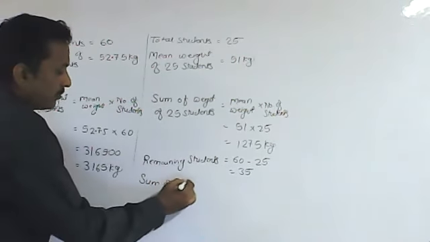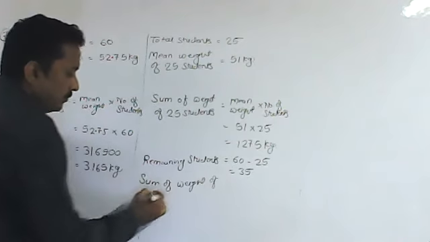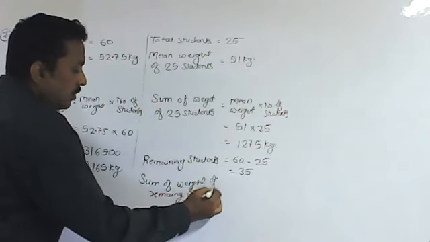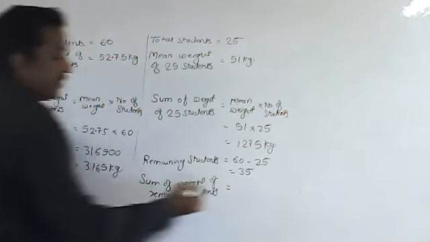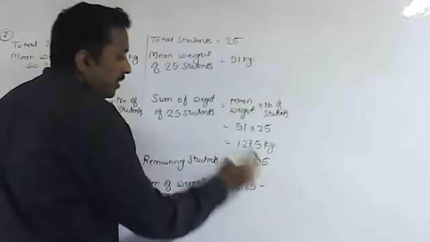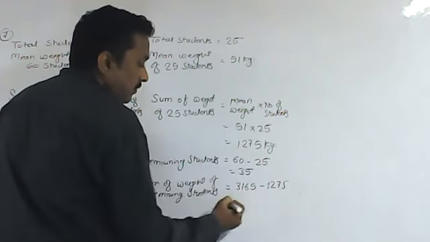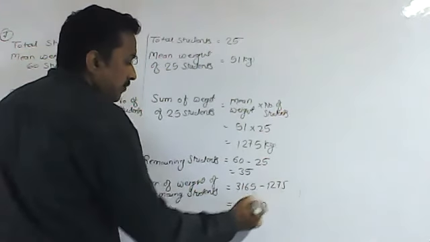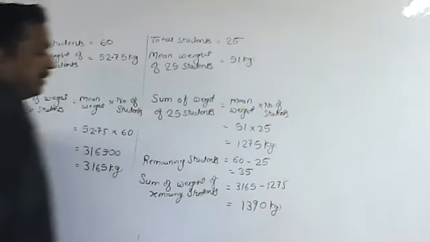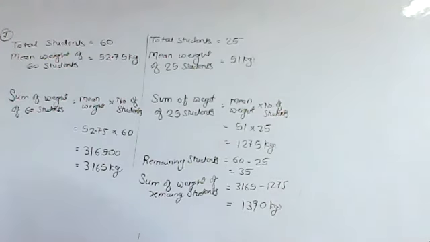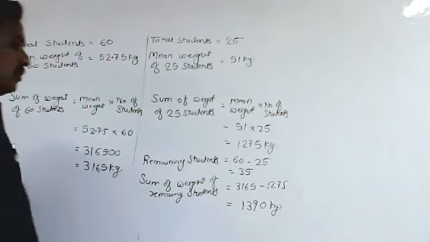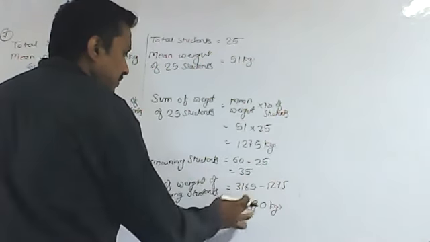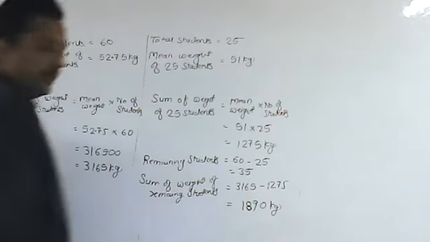Sum of weight of the remaining students. What was the total weight? 3165. Subtract 25 students' weight, 1275. So the remaining weight is 1890 kg.